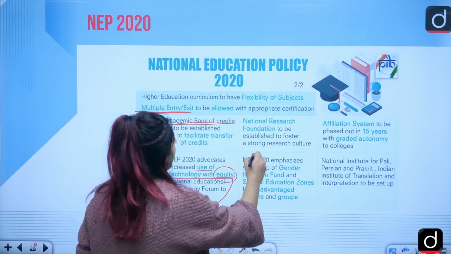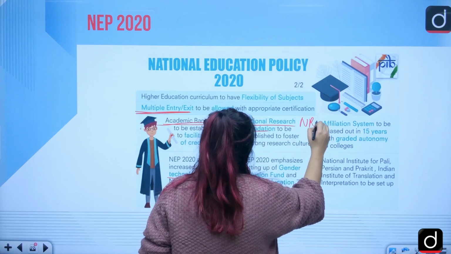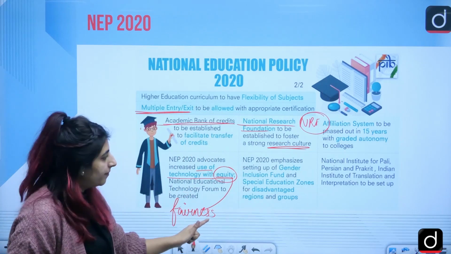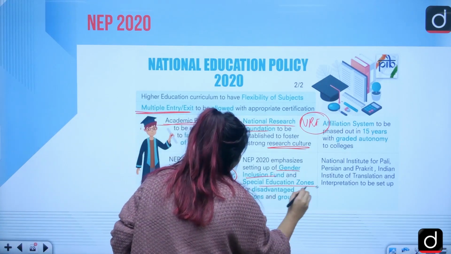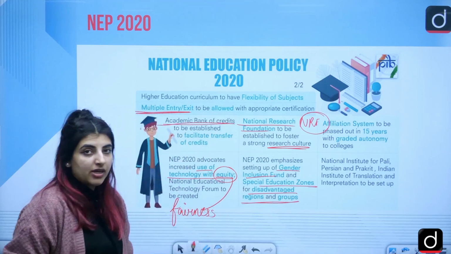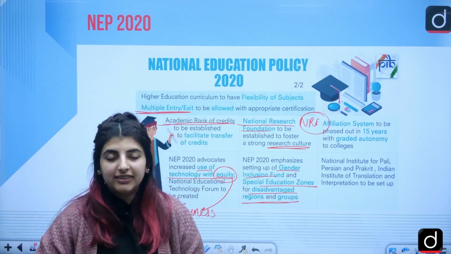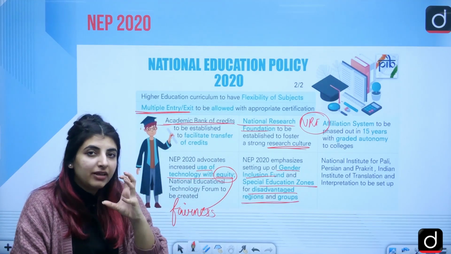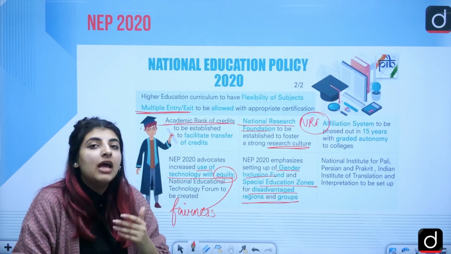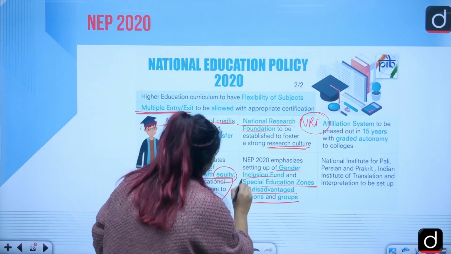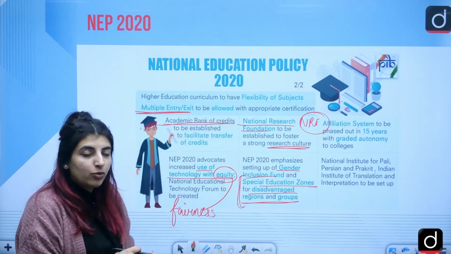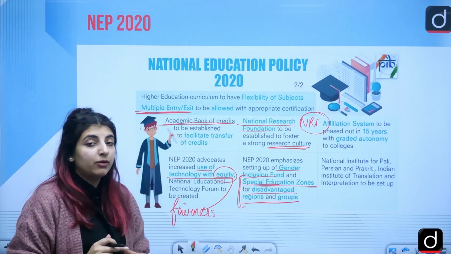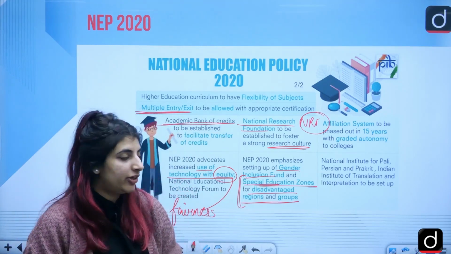National Research Foundation, NRF, to be established to foster research culture. Gender Inclusion Fund. Special education zones for disadvantaged regions and groups, right? So any people, minorities, etc., who have not been given that much importance from previous times should be the ones getting education and special attention. The Gender Inclusion Fund, so that women should also be included, right? And special education zones for people who are unable to get access to education anywhere.